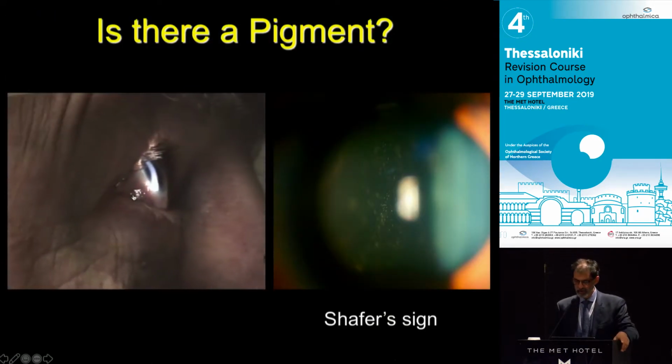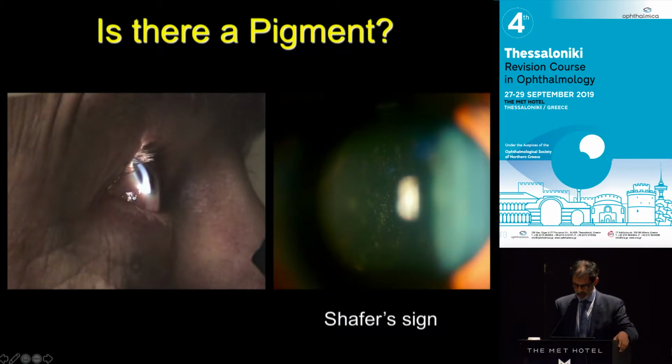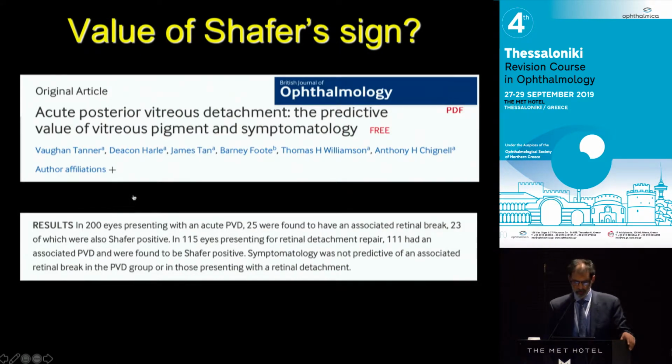Pigment's a much more important sign. Everyone's looked in the vitreous to see whether there's abnormal pigmentation, the famous Shafer's sign, and it's well documented. This is the important paper by Vaughan Tanner, which shows that in 200 eyes presenting with an acute PVD, 25 were found to have retinal breaks, of which 23 had pigment. And in 115 eyes presenting with retinal detachment repair, 111 out of 115 had PVD and Shafer's positive. So it's quite a good sign.